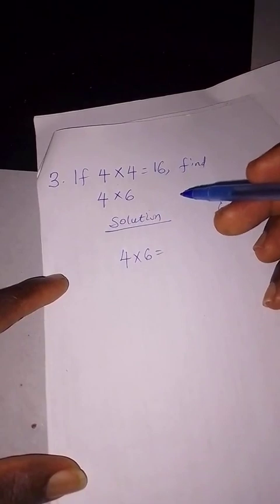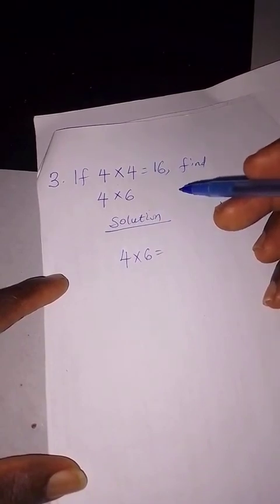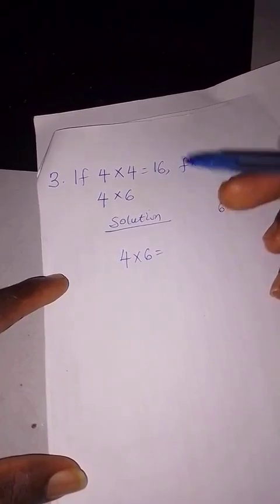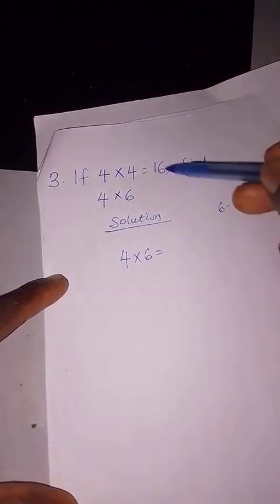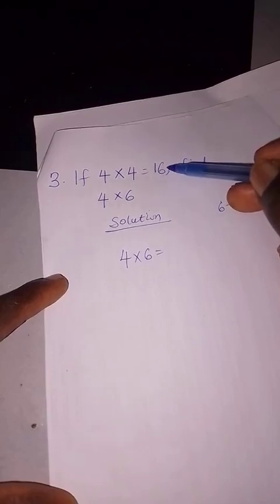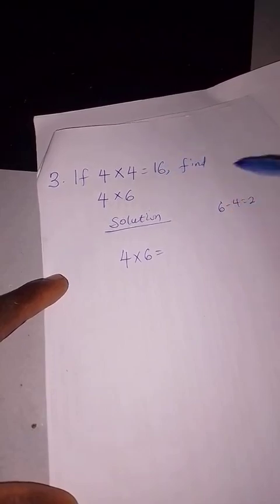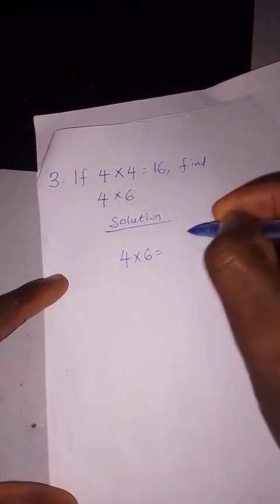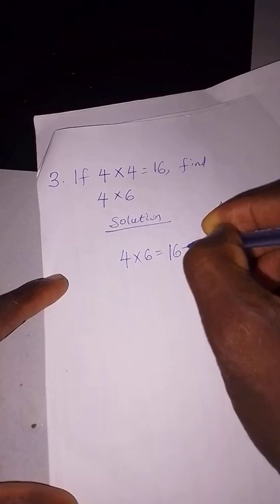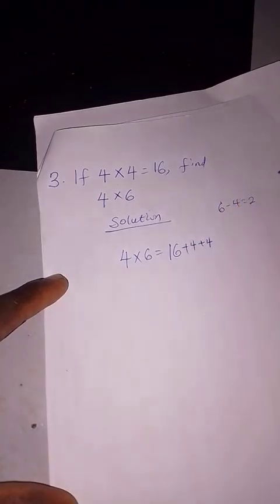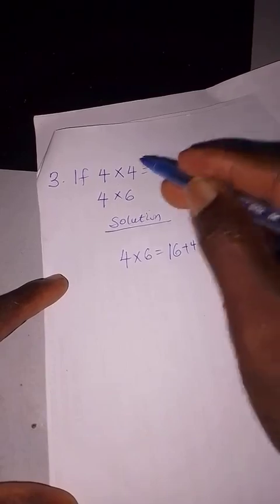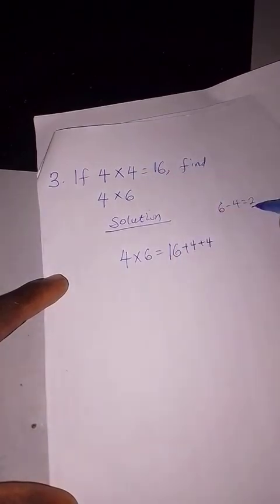So since the difference is 2, remember our third point says that the difference becomes the number of times you add the common number. So since the difference is 2, we're going to add 4 2 times to the answer given in the question. So 4 times 6 becomes 16 plus 4 plus 4. Please note that we are adding 4 2 times because the difference between 6 and 4 here is 2.